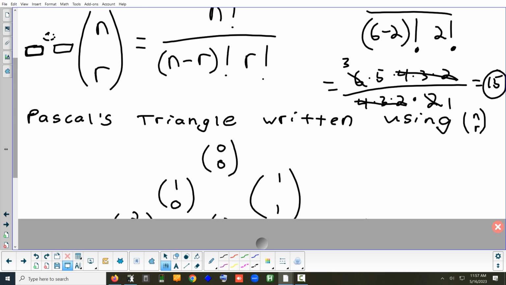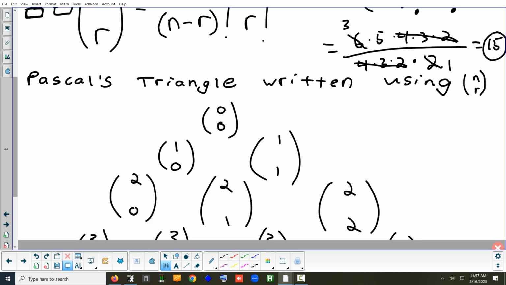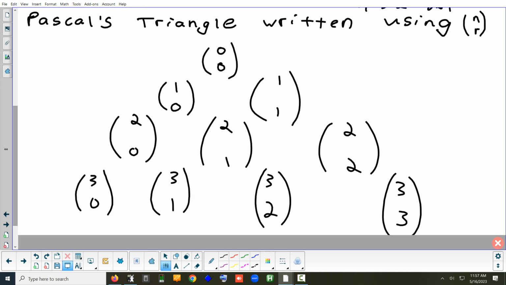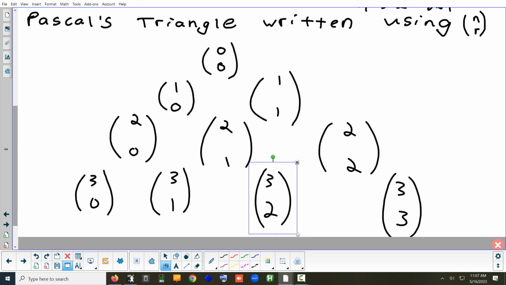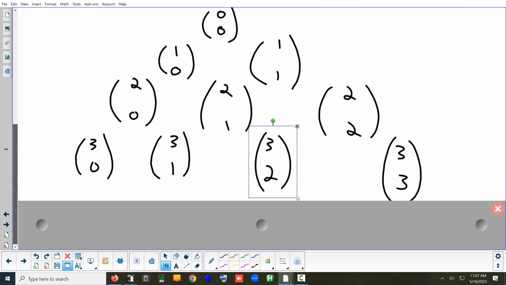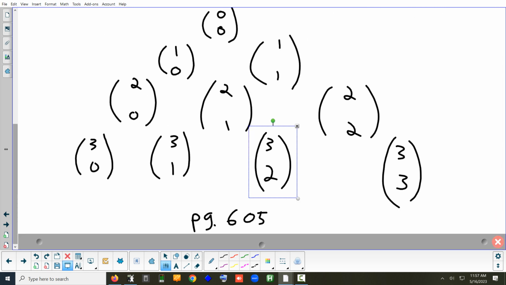And you can write the whole triangle this way, in this notation. This is row 2, column 0, row 2, column 1, row 2, column 2. So now I've rewritten the entire triangle using a notation that you have a formula for, where the top number is the row, and the bottom number is the column. Row, column. So now you can calculate any spot in the triangle that you want to know.